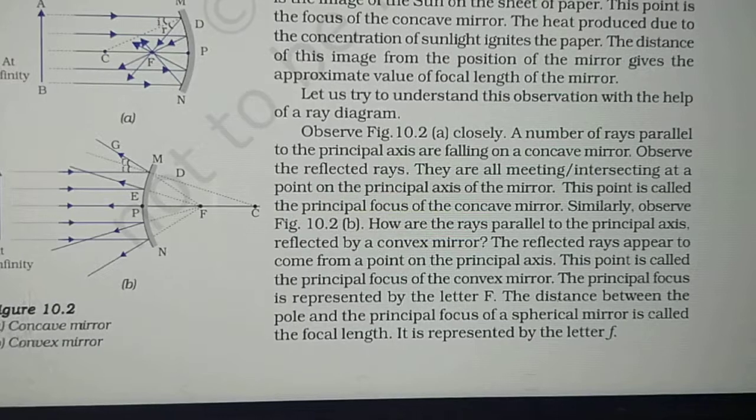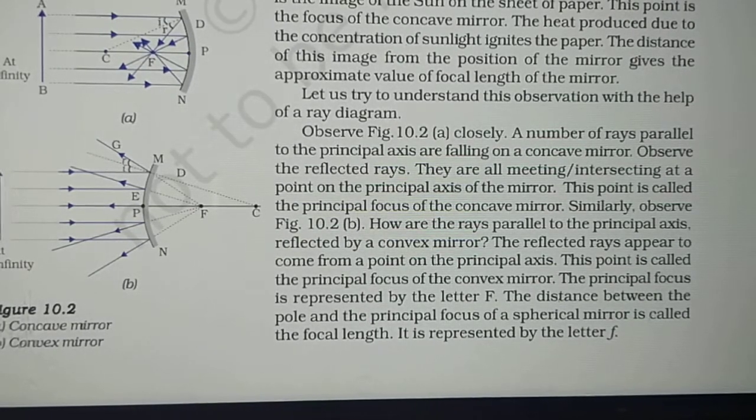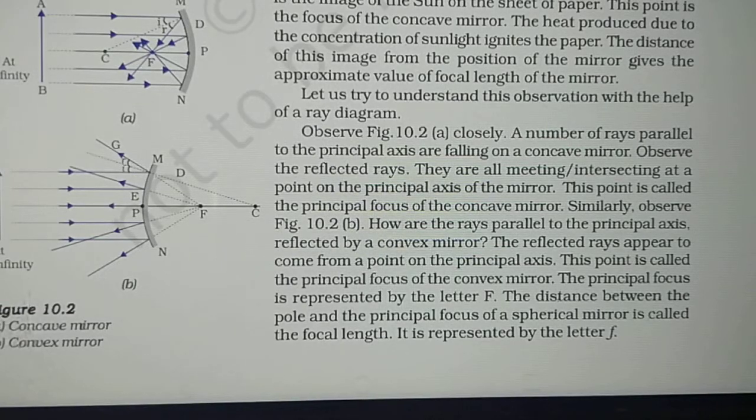Now, how do the rays parallel to the principal axis get reflected by a convex mirror? The reflected rays appear to come from a point on the principal axis. This point is called the principal focus of the convex mirror. The principal focus is represented by the letter F, and the distance between the pole and the principal focus of the spherical mirror is the focal length, represented by f, as I have told you already.